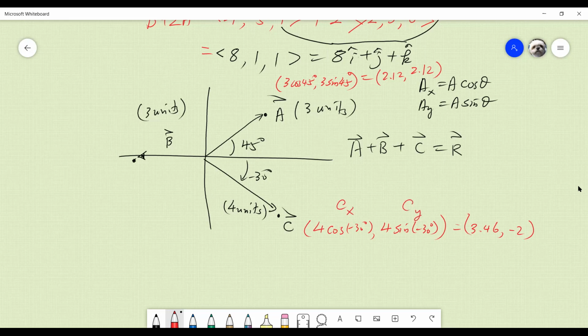Now, how about B here? The coordinate B is very straightforward. Am I right?